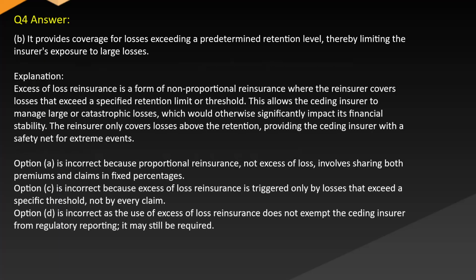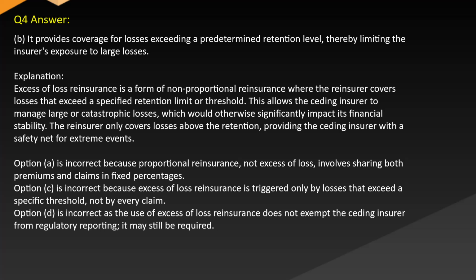Answer: B. It provides coverage for losses exceeding a predetermined retention level, thereby limiting the insurer's exposure to large losses. Explanation: Excess of loss reinsurance is a form of non-proportional reinsurance where the reinsurer covers losses that exceed a specified retention limit or threshold. This allows the ceding insurer to manage large or catastrophic losses, which would otherwise significantly impact its financial stability. The reinsurer only covers losses above the retention, providing the ceding insurer with a safety net for extreme events.